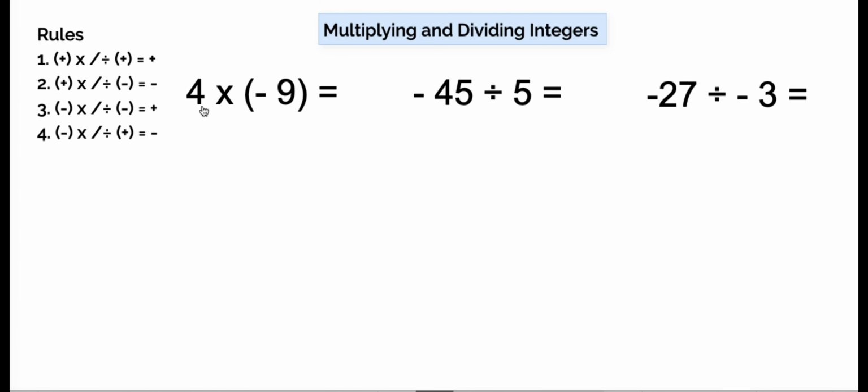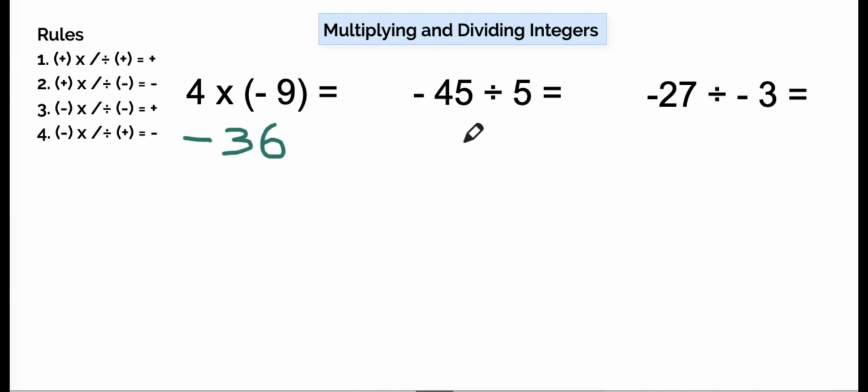So we go to our rules. A positive and a negative is what? Okay, let's look. It's rule number 2. A positive and a negative will give us a negative. So off the bat, we know that the answer of this sum will be a negative. Now the next step is just to do it normally. What's 4 times 9? We know that's 36. So our answer is negative 36. All right, cool. Let's move on.